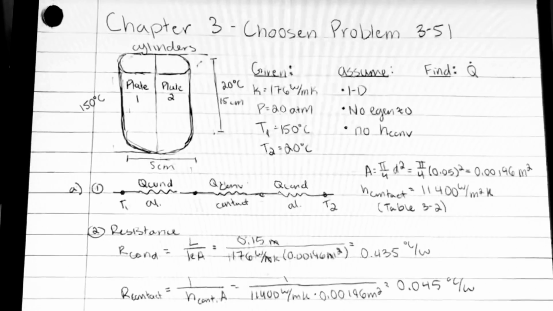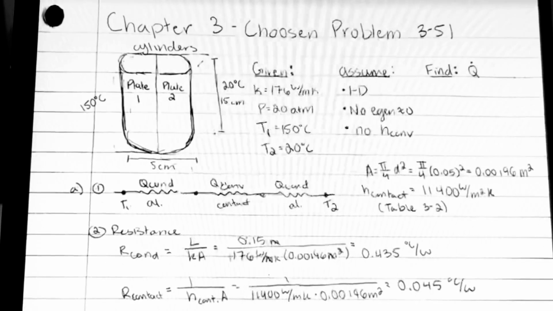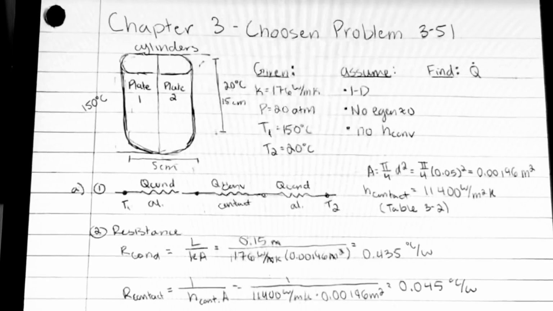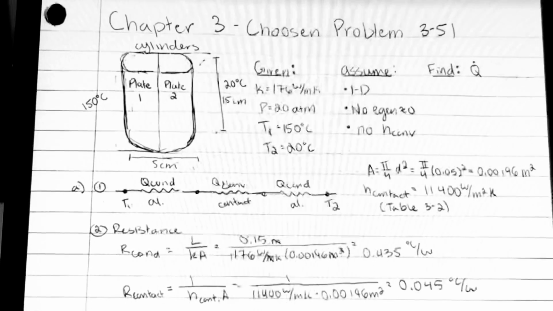Hello, this is Margot Miranova analyzing the chosen problem of Taylor Atkins. Taylor's problem was 3.51 in the textbook.